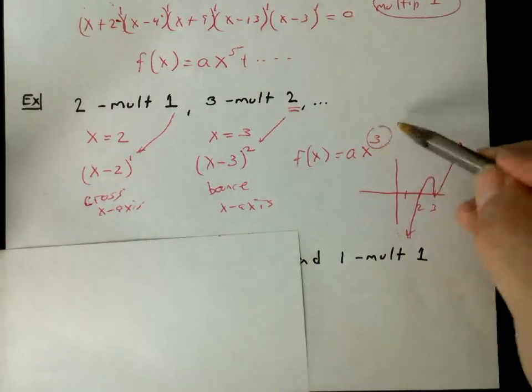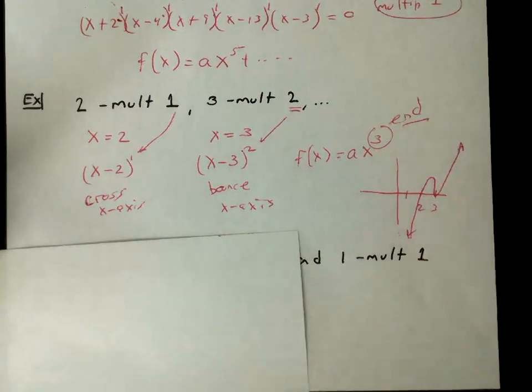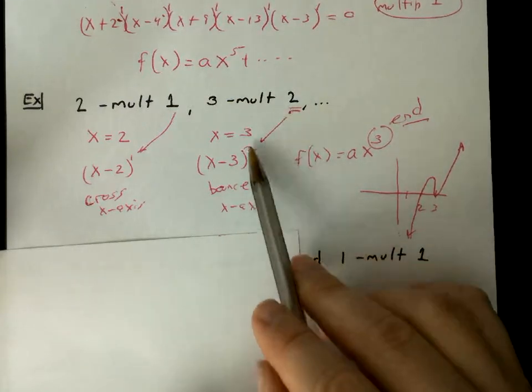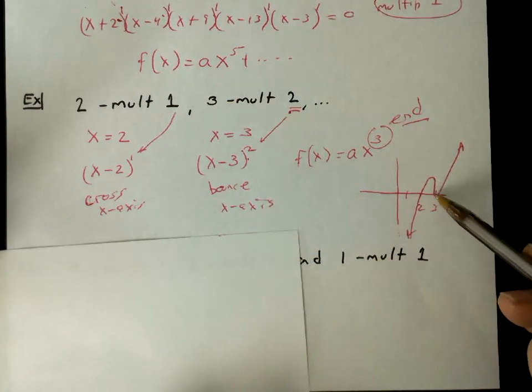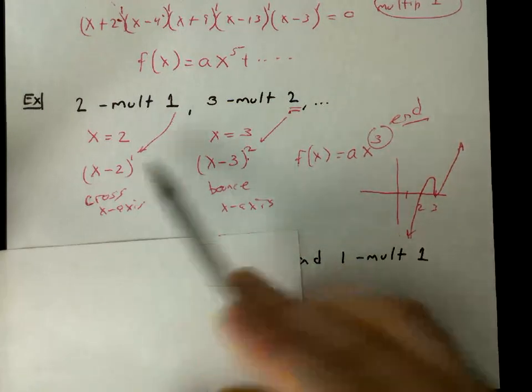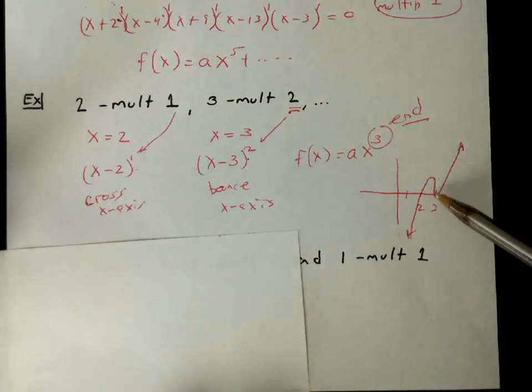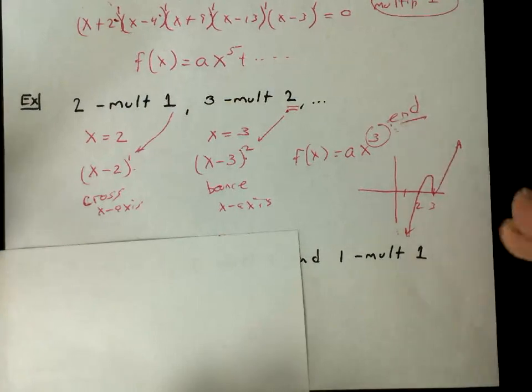Remember, that's your end behavior of this function. That's what the multiplicities do. So if it's even, it does that little bounce off at 3. If it's a 1, it says, oh, I get to go through that. And that's your end behavior.